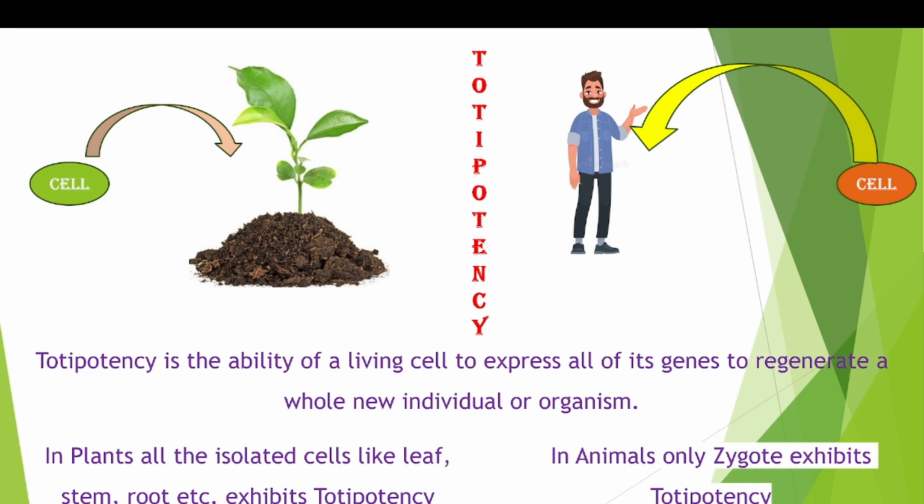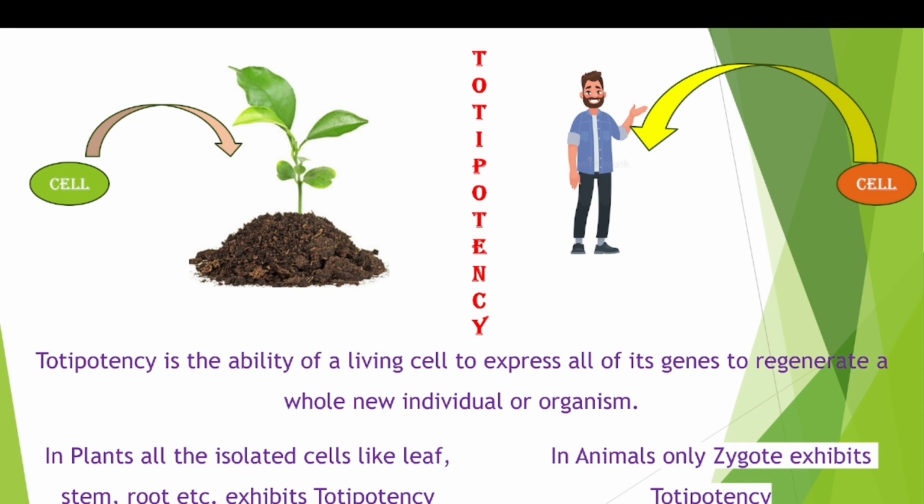Whereas in plants, whatever cell you take, that cell exhibits the totipotency property. That means whatever cell you take can generate an entire plant in the case of plants. Whereas in animals, only the zygote can exhibit the totipotency property. Only the zygote can produce an entire organism, or entire animal, or entire human, but not all other cells. This is the difference between plants and animals. All plant cells have the totipotency property, whereas only zygotic cells have it in the case of animals.